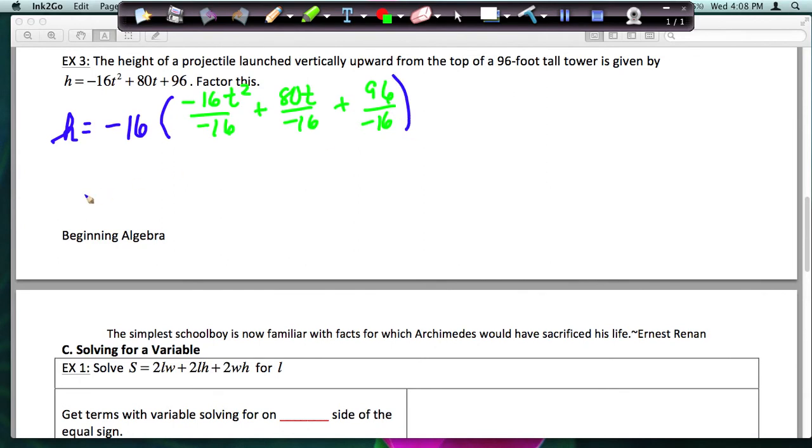Okay, so when we factor, we have the negative 16 in front, and the first term is just t squared minus 5t minus 6, and that's it.